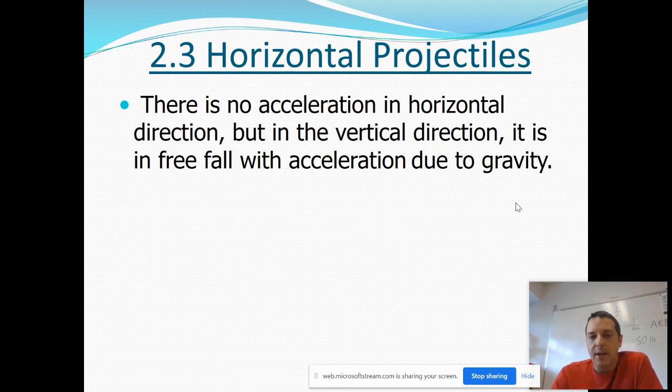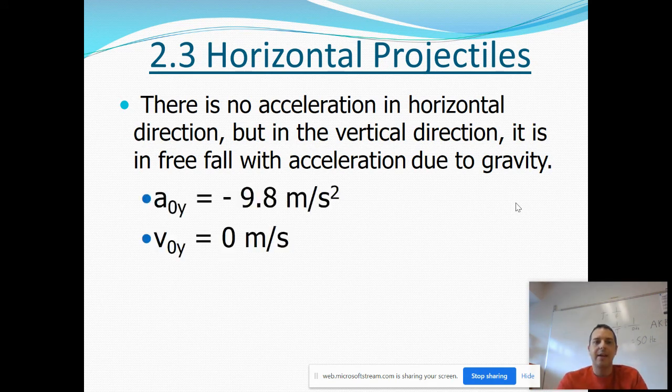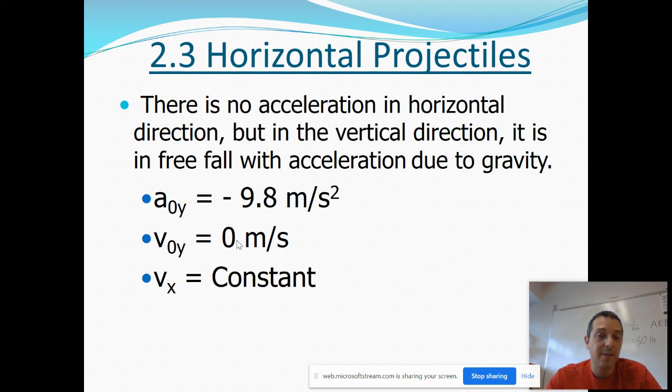Because if you were to launch something horizontally, it's going to have a vertical component after it's launched, but initially, it's not going to have any vertical component. So you're looking right here at this term, velocity initial in the vertical sense, is going to be 0 meters per second. Velocity in the horizontal direction is going to be constant. And the acceleration is going to be in the vertical direction, negative 9.8 meters per second squared.